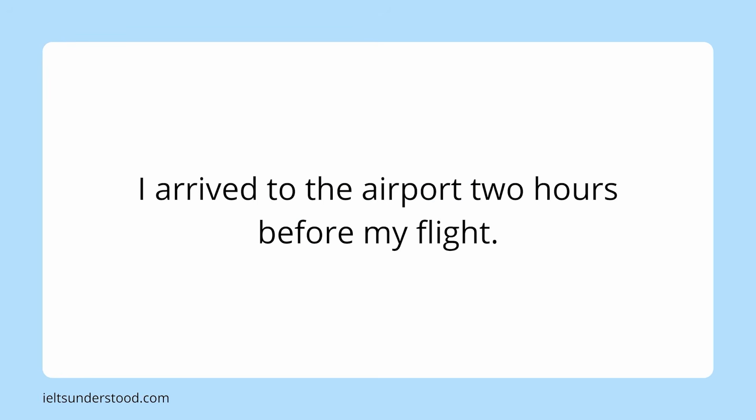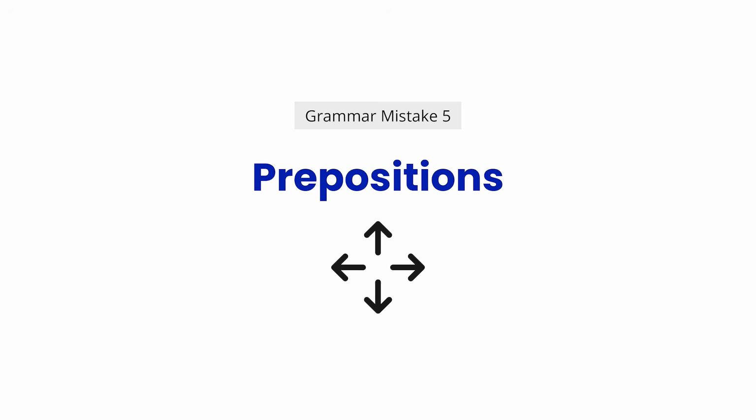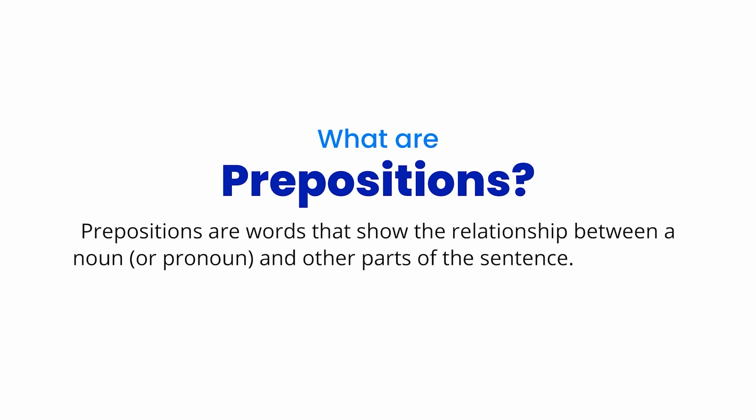Let's look at the next mistake now. I arrived to the airport 2 hours before my flight. Well, the problem with this one is with the word to. It shouldn't be to, it should be at. And that is the next grammar mistake, prepositions. Before we move on, we need to talk about what prepositions are.